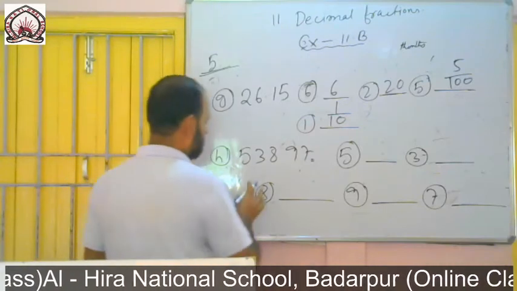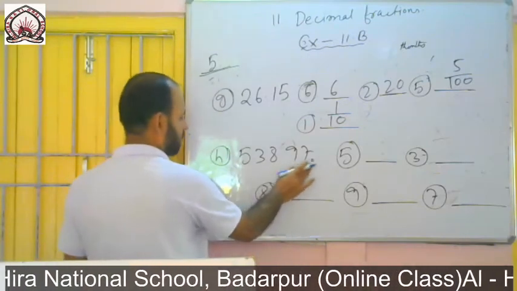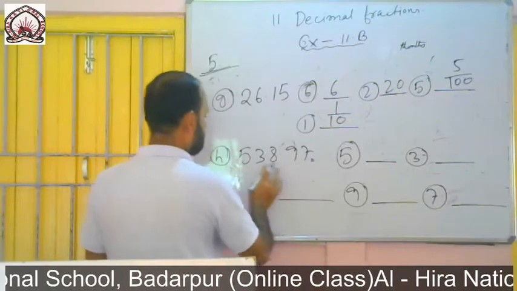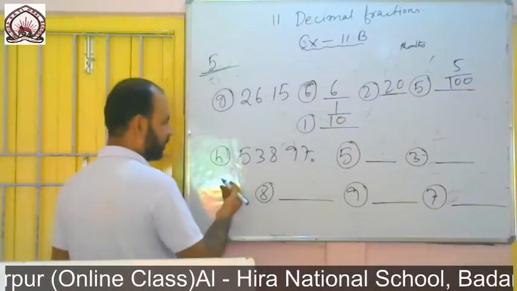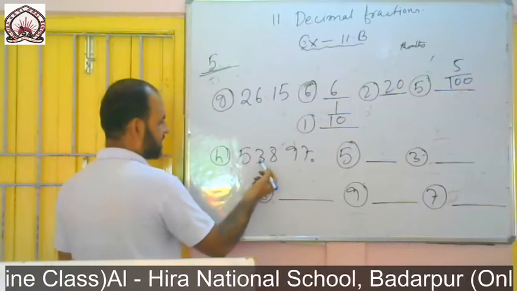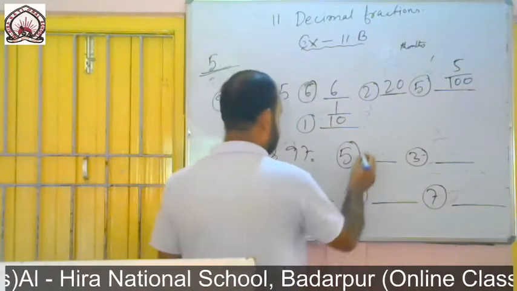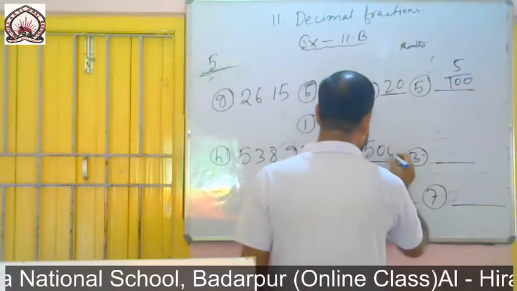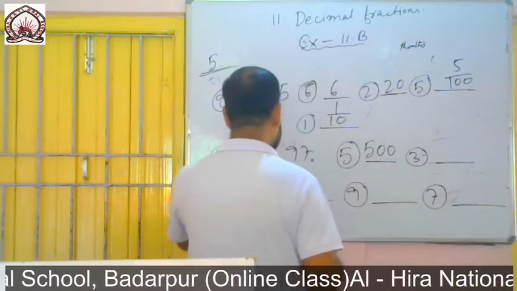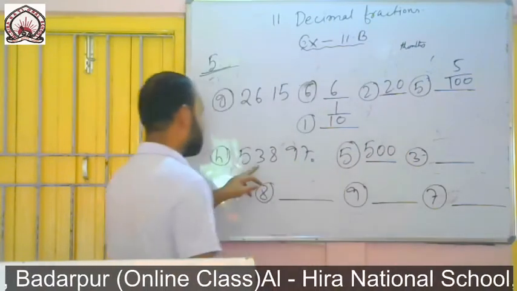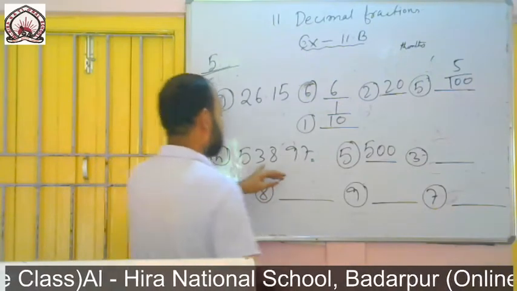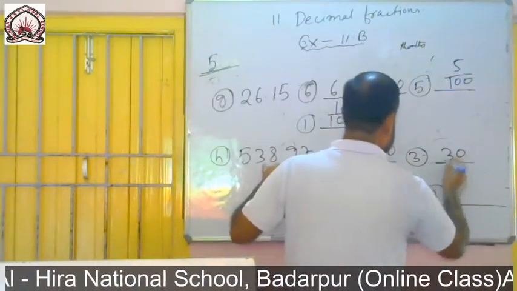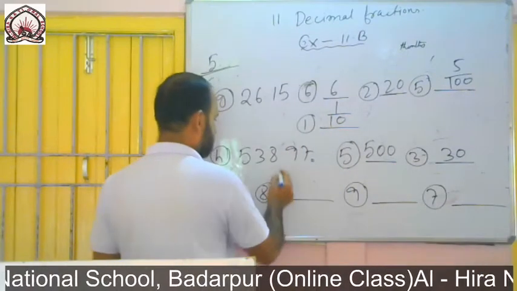So here, the place value of this 5 is in which place before the decimal? That means 1s, 10s, 100s. The place value of this 5 is 500. And 3 is in which place? It is in the 10s place, so 3 tens are 30. The place value of this 3 is 30, and the place value of this 8 is 8.